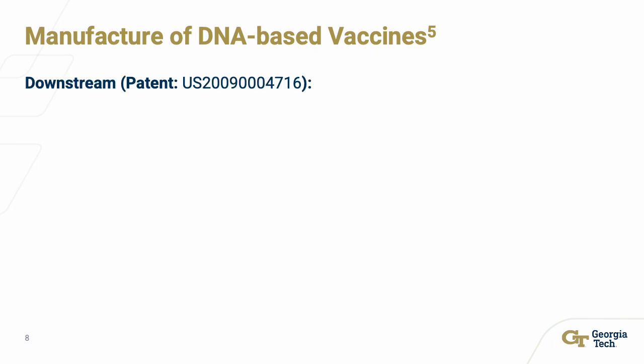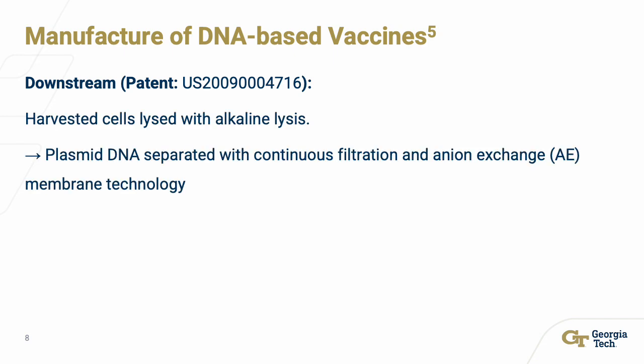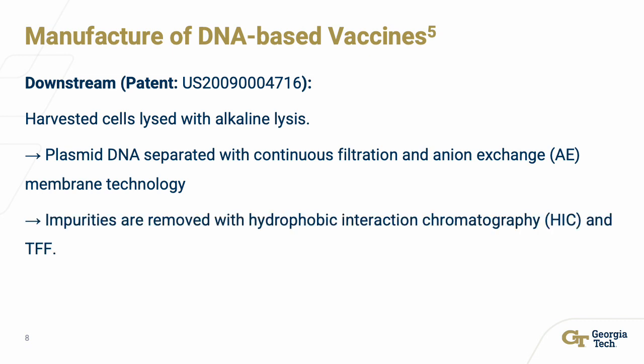There are multiple ways to retrieve and purify the plasmid DNA. In this case, we'll be referencing a patent used to manufacture multiple DNA-based vaccines, including influenza, HIV, and growth hormone-releasing hormone vaccines. First, the harvested cells will be lysed with alkaline lysis. Then, the plasmid DNA will be separated with filtration and anion exchange. Finally, any remaining impurities will be removed with hydrophobic interaction chromatography, which selects based on surface hydrophobicity. Then there will be another round of TFF.